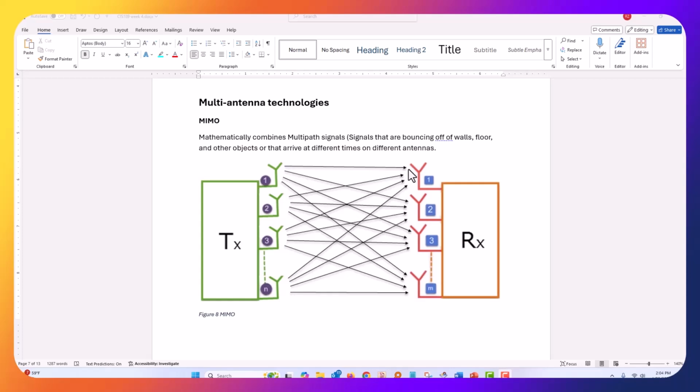And the idea of MIMO, or multi-in, multi-out, is that it's going to mathematically put all that back together and get a better signal, because it's going to be able to fill in the gaps, so to speak, when it has corrupt packets coming in. It'll fill in the gaps and be able to figure out what that packet was supposed to be and not have to retransmit. So that's the idea of MIMO.